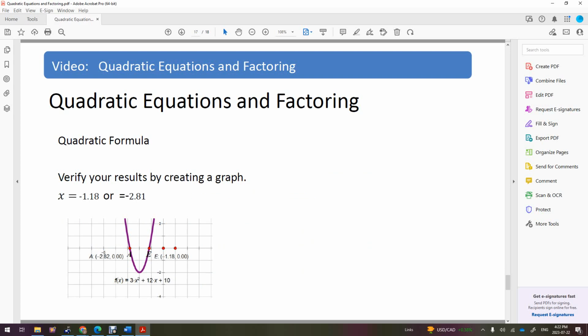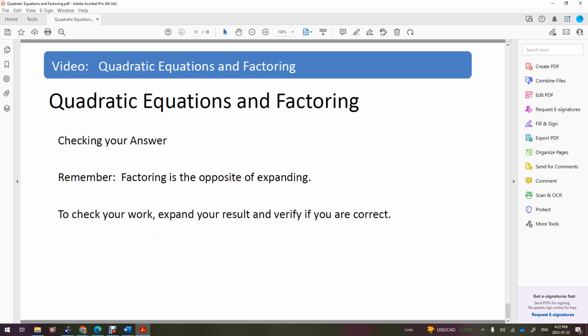And if we check our graph by graphing the function, we can find these values. Remember, factoring is the opposite of expanding. To check your work, expand your result and verify if you are correct.